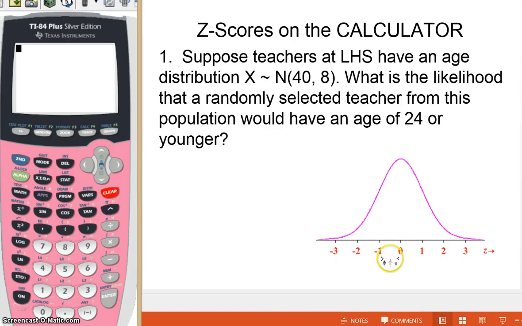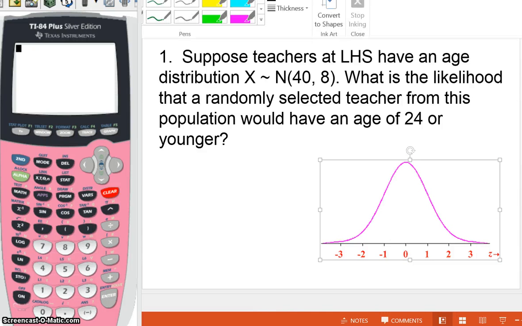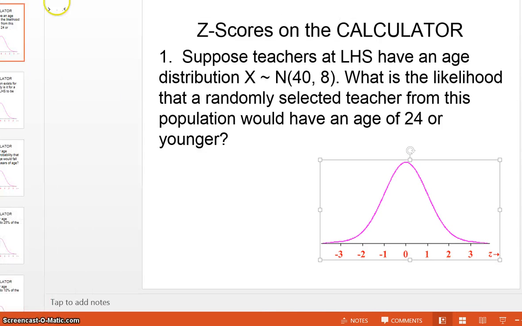So we're going to graph this so we can see what it looks like. We have a mean here of 40 and a standard deviation of 8. So this is 48 and this is 32.